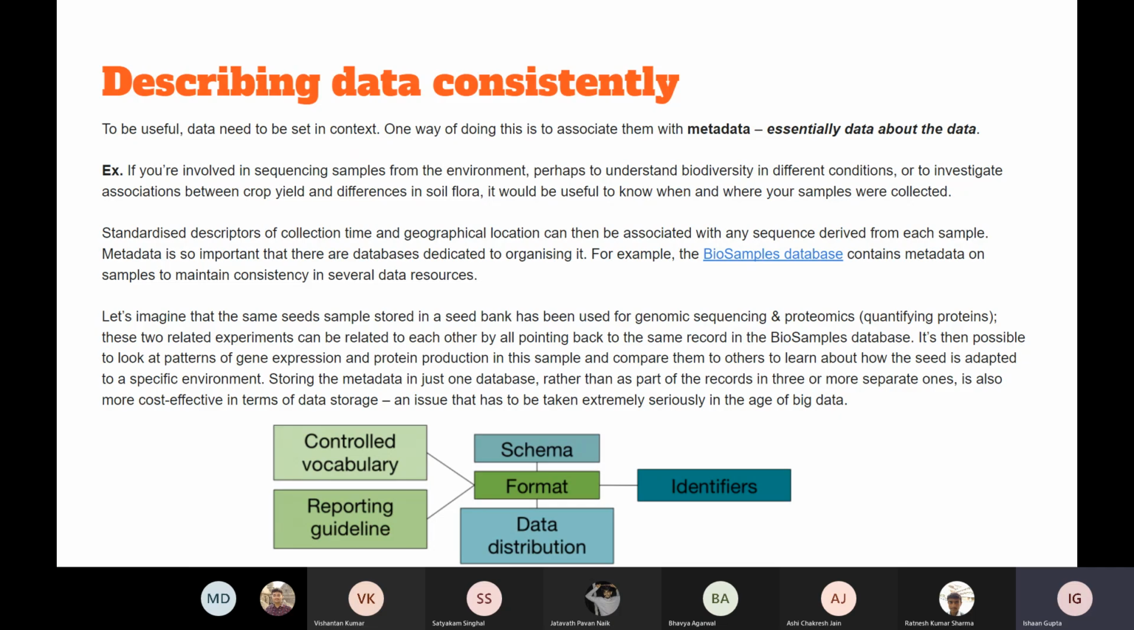So if you want to compare how the yield of rice for the same strain of rice is different in Himachal Pradesh versus in Eastern UP, you would like to know exactly where you are collecting the soil from, right? Where you are trying to look at the yields. So you would need standardized descriptors of collecting time and geographic location, and these things can be associated with each time you are collecting samples. So does somebody know any such description of geographical information? Is there a standard format to describe geographical information?